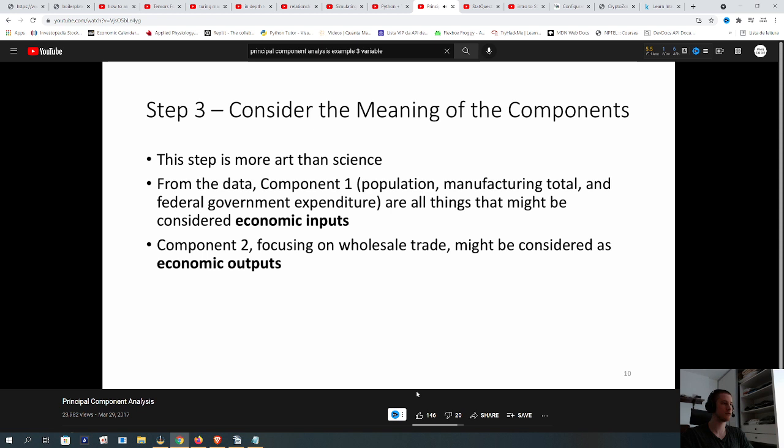Step 3 is really just considering the meaning of what you've just done. We've identified 2 components and 4 different variables that comprise those 2 components respectively. The first component was built from population, manufacturing total, and federal government, and these are all things that might be considered economic inputs. Whereas component 2 was focused on wholesale trade, which fuels the retail sales market, which might be considered economic outputs. The idea of naming or extrapolating meaning from the components is really more of an art than a science. But it's all about the trends in the data and the information that can be gleaned from it that emerges from this sort of analysis.